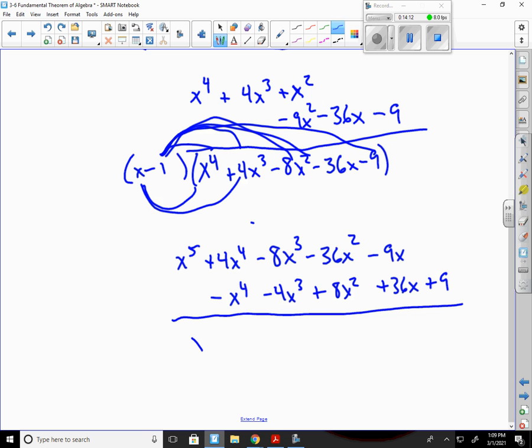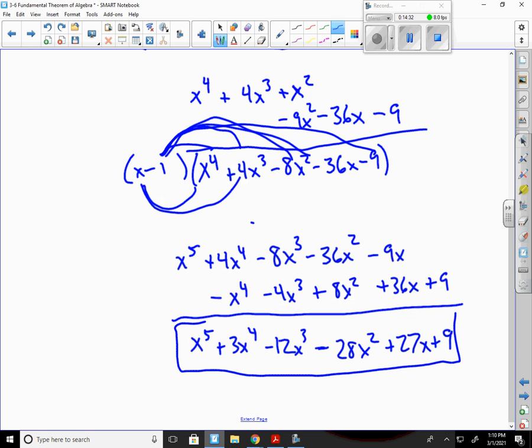Combine my like terms. X to the fifth plus 3x to the fourth minus 6x to the third minus 10x squared plus 9x plus 3. And that is my final answer. That's really no fun, but it's what we have to do for this process. If you don't show me all these steps, there's going to be problems. I'm not giving you credit on your homework if you're not showing me all the steps. I need to see that you know what you're doing.